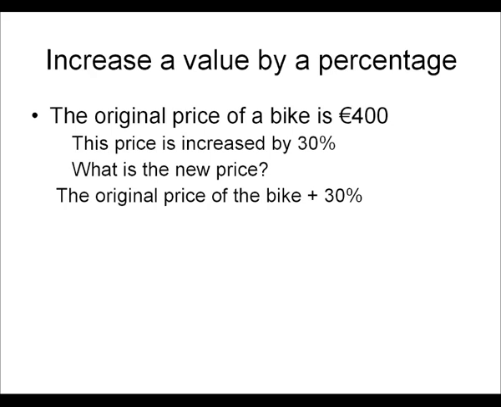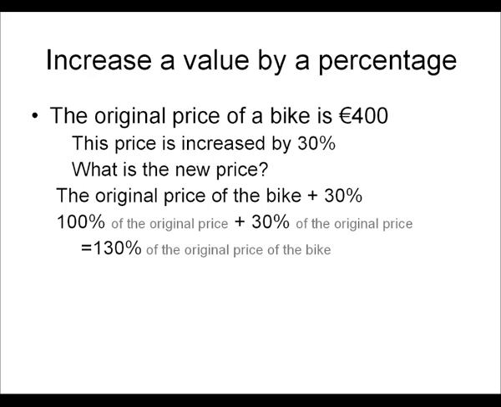But let's think about this a little bit clearer. What does it mean to say I'm adding 30%? 30% is a fraction, so it's a fraction of something. And I should always keep in my mind what fraction of something I'm finding. So the original price of the bike, I'm going to call that 100% of the original price, so the whole original price. And I'm going to add 30%. But I need to remember that when I say I'm adding 30%, I'm adding 30% of the original price. And that would give me a total of 130% of the original price of the bike.